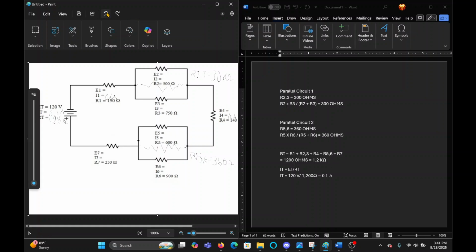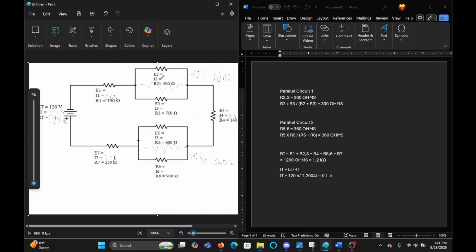So the current is 0.1 amp for every series part in the circuit. If you see it branching out right here in the parallel, these are going to have their own separate current. Once they come back together, they're going to add up to 0.1 amp. So this whole entire series circuit is going to have 0.1 amp.